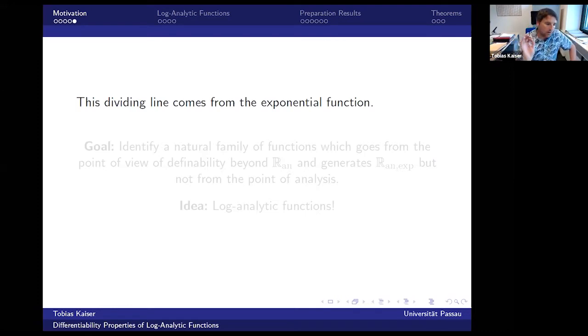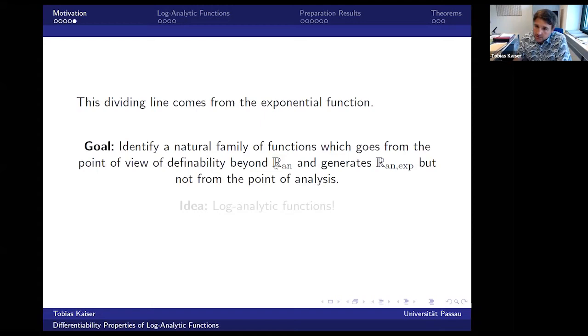So what is our goal? Our goal is to go beyond this structure, to go really into this structure, but still to have nice analysis. So the goal is to identify a natural family of functions. The family should go from the point of view of definability beyond this structure. So it should even generate a bigger structure, but not from the point of analysis.